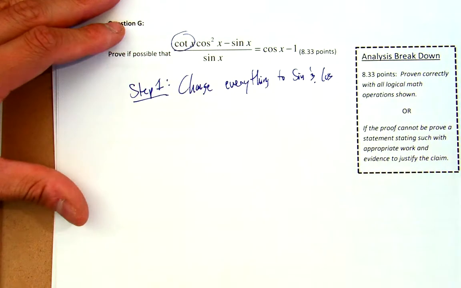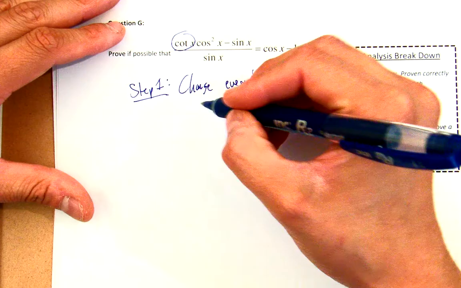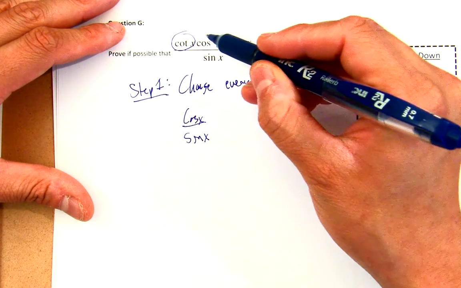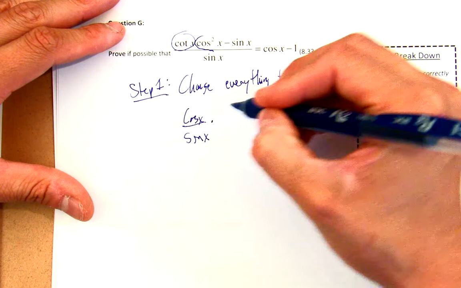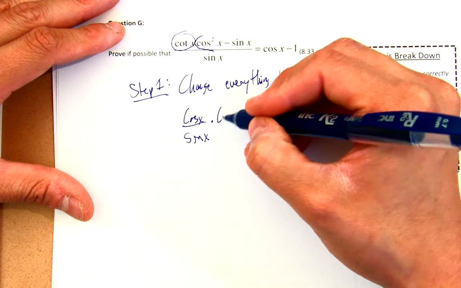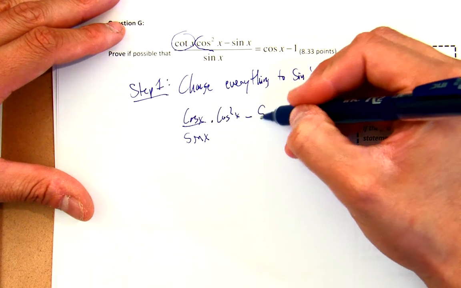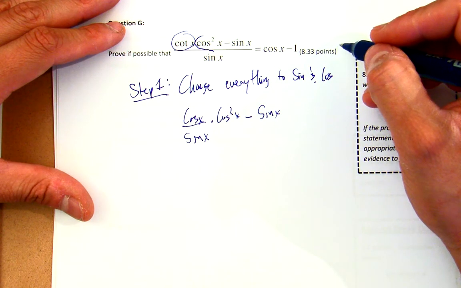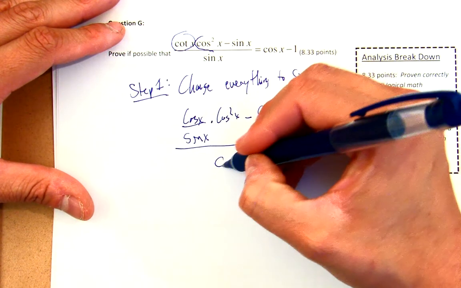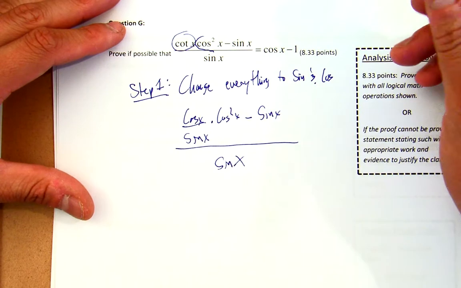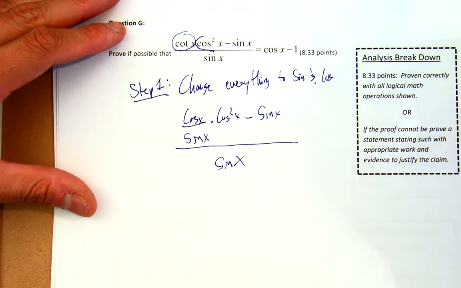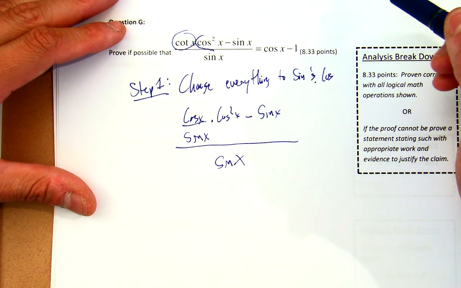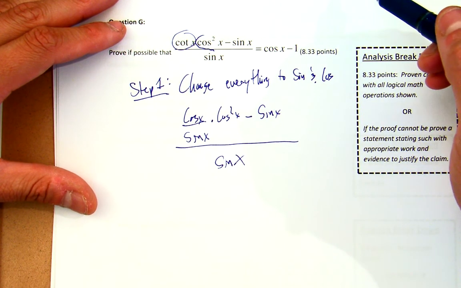So cotangent is what? That's cosine over sine, okay? And then cosine, oh, that just stays as cosine squared, right? Cosine squared minus sine, okay? And this is all over what? All over sine, right? And our goal is to prove that it's equal to cosine of x minus 1 here. So initially here, it looks rather confusing, right? How do we prove this here?